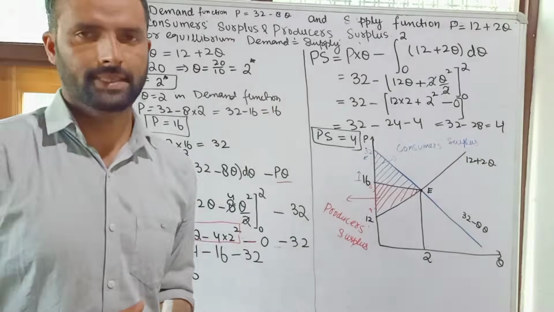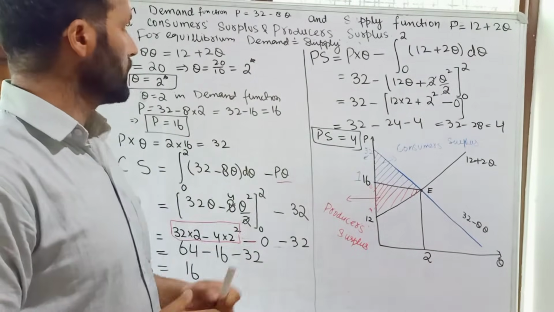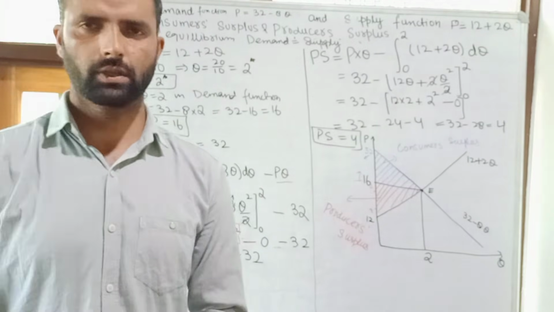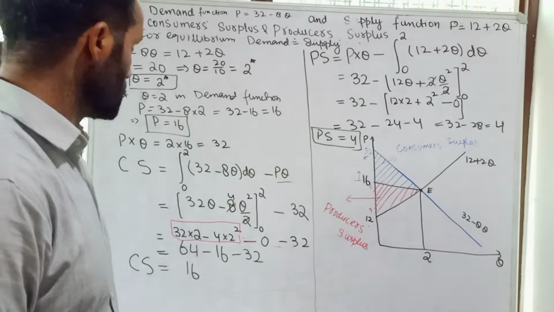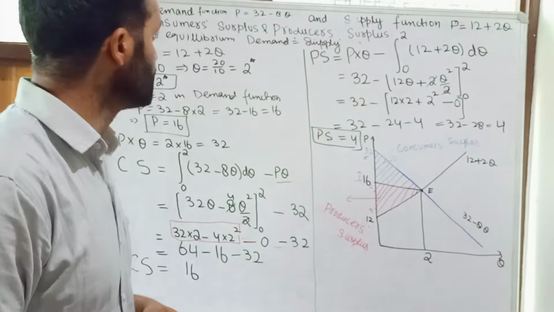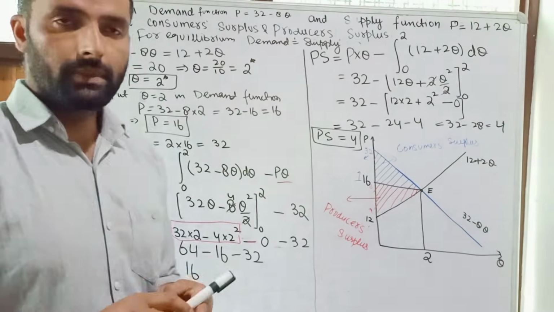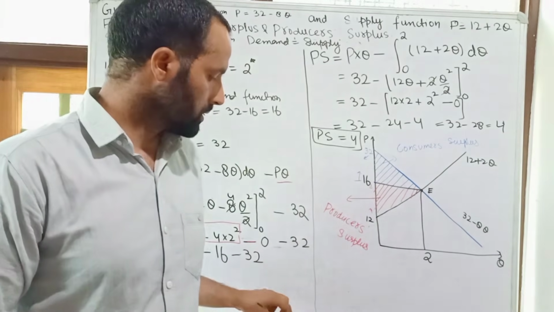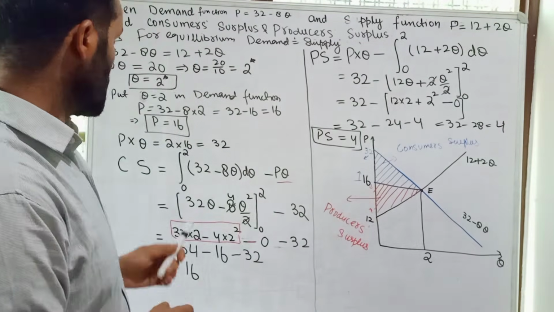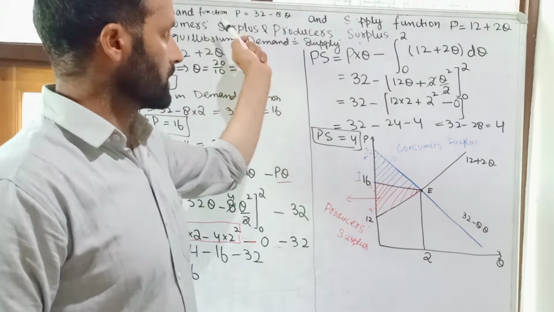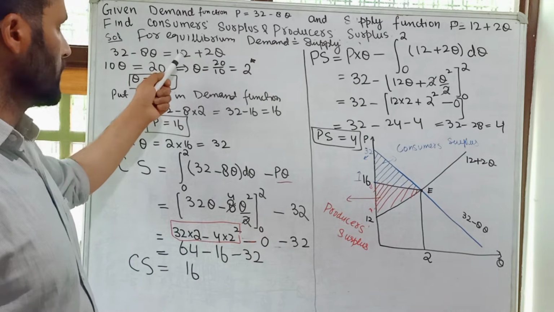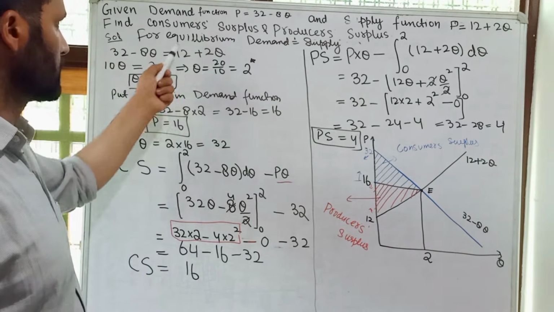So now let us recapitulate. We were given a demand function and a supply function, and we were told to find the consumer surplus and the producer surplus. Now to find those surpluses, first of all, we will equate demand and supply function. That is, equilibrium is attained at that point where the two curves intersect, the demand curve and the supply curve. So what we have done, we have equated this demand function with the supply function. That is, 32 minus 8q is equal to 12 plus 2q. This was the demand function and this was the supply function.